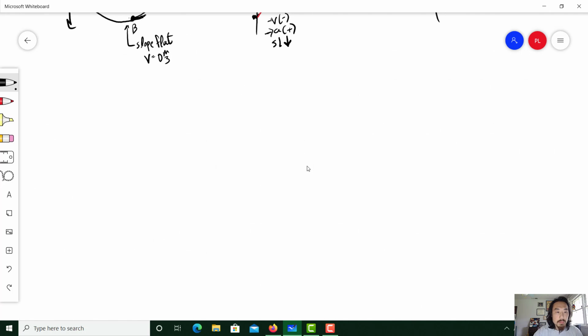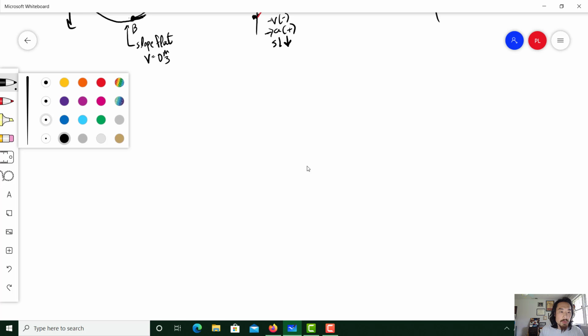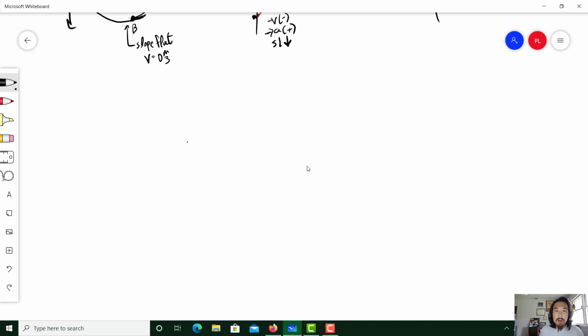All right. Let's do one more. Let's do another velocity versus time graph. All right. So here we have another velocity versus time graph. This time, let's do something very unique. Let's do something like this.